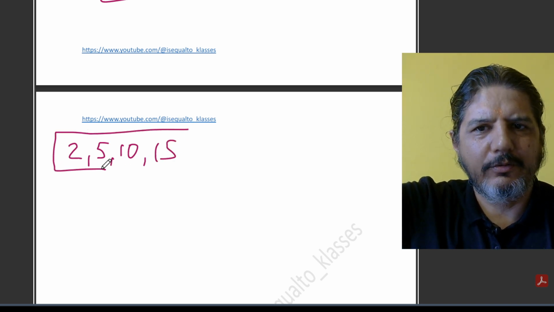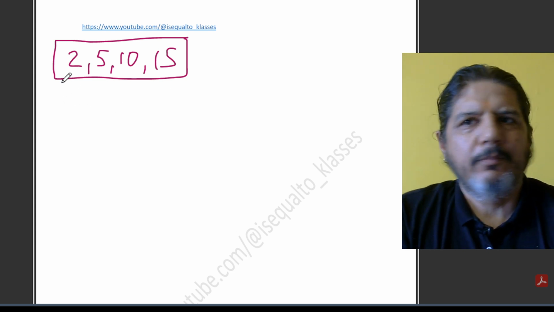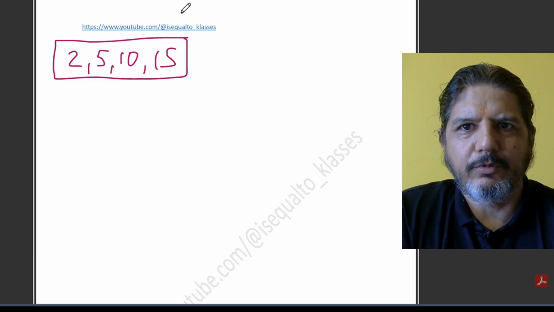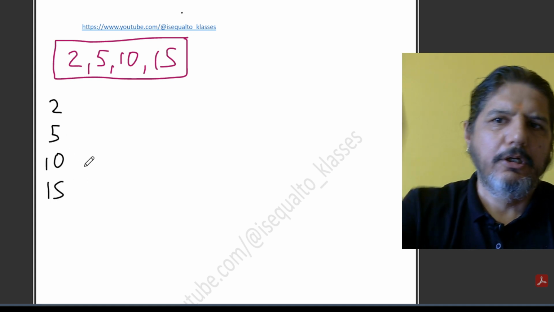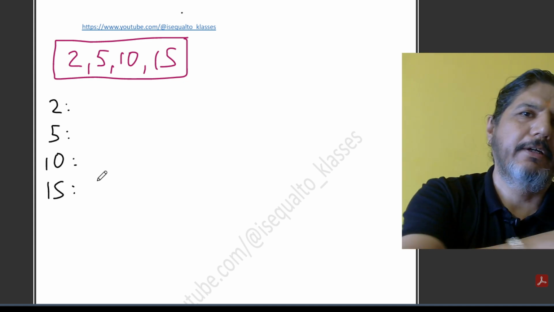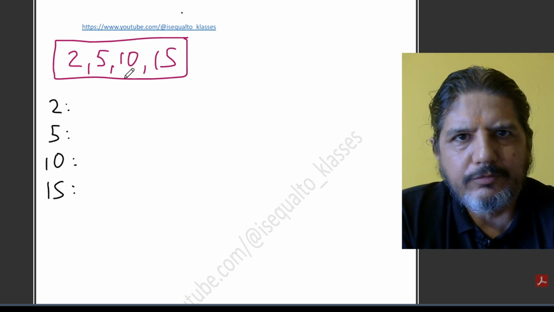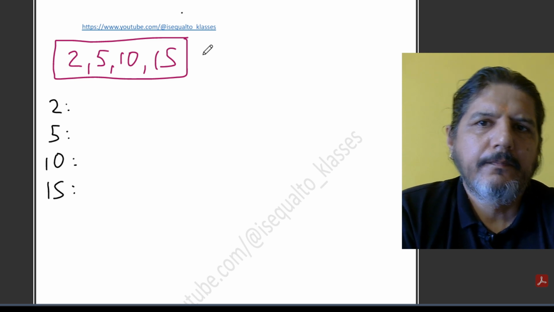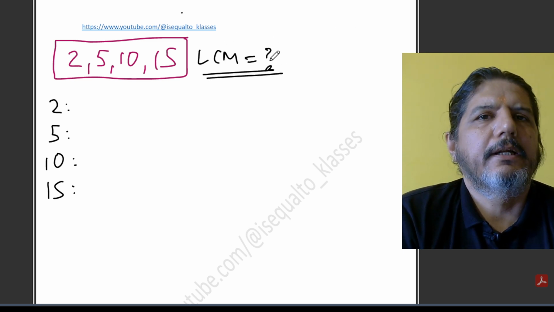So let me illustrate with the example of a group of 4 numbers. The process won't change, so don't worry about it. You'll have to write the multiples of 2, 5, 10, 15, and then find the lowest common multiple. The process will remain the same. Try to find the LCM. And then let's proceed.